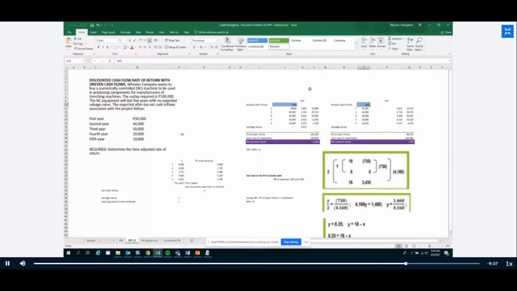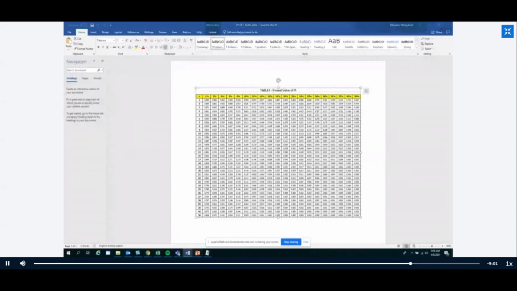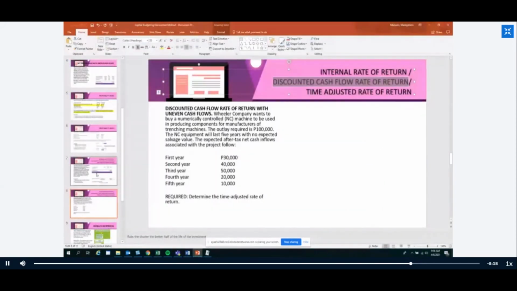Tapos kung napansin nyo, while the discount rate increases, yung mga factor, anong nangyari? Nag-decrease, no? So, kung at 16% meron ka pang 3,430 na net present value, ang ginawa natin is we look for a much higher rate. So, in this case, 18%, no? Which provided us naman a negative 730. So, therefore, we can conclude that the IRR, the internal rate of return, is between 16 and 18%. Okay, so that's IRR.